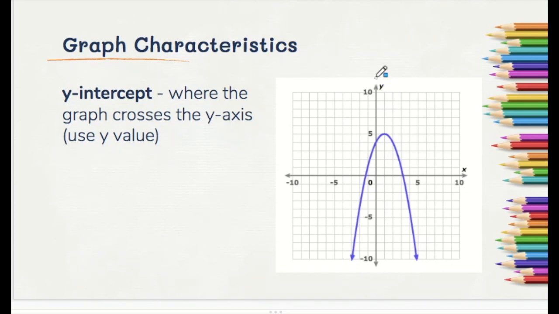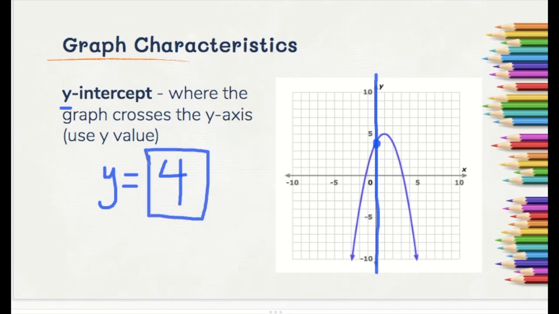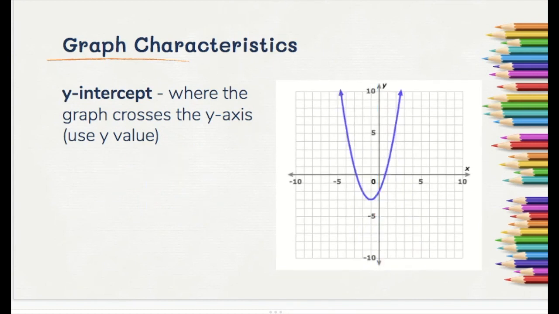So on this graph, the y-intercept is where the graph crosses the y-axis. So drawing the line here, let's look for the point where it crosses. So 0, 1, 2, 3, 4. Y is equal to 4. So we're writing the y value. And just so you know, in IXL, you do not need to write y equals 4. You usually just put 4.